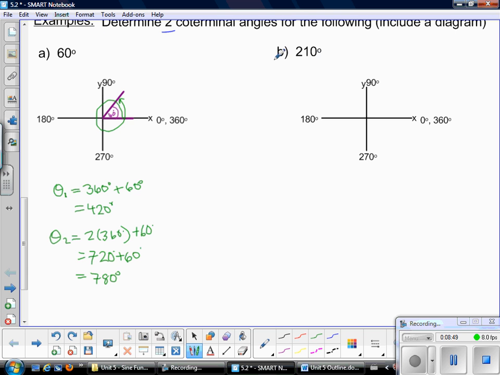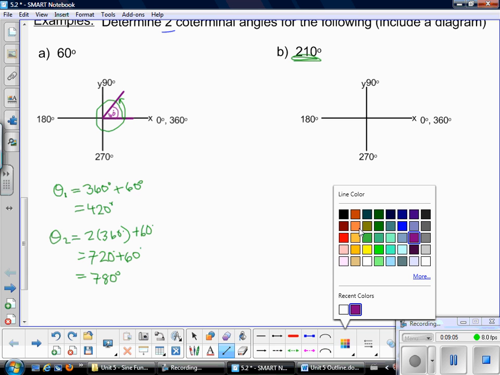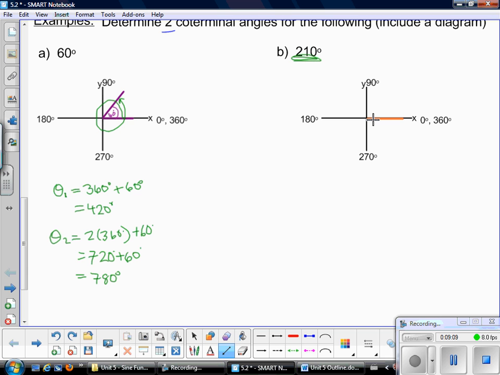Okay, so let's look at the next one. The next one says two coterminal angles for 210. Well, 210, let's see, where would 210 be? Well, this is 180, so 210 is in here somewhere. So again, we'll do it in orange just to have some fun. This is where I'm starting. This is where I'm going to finish. So that is going to be my theta of 210.